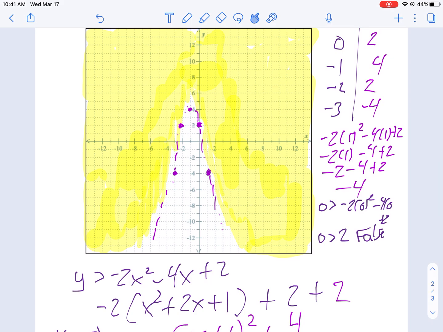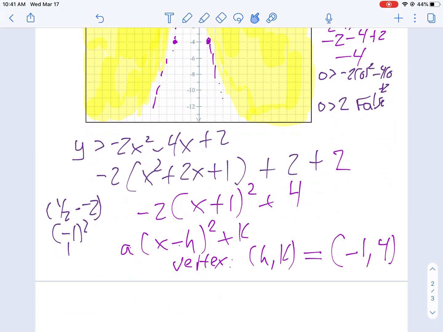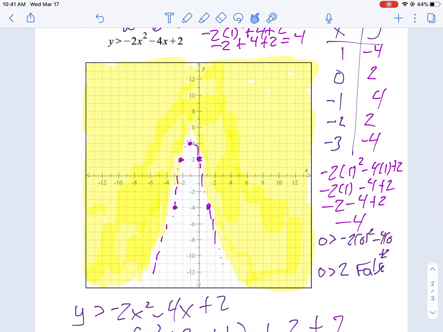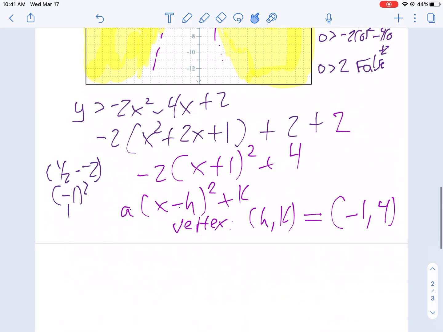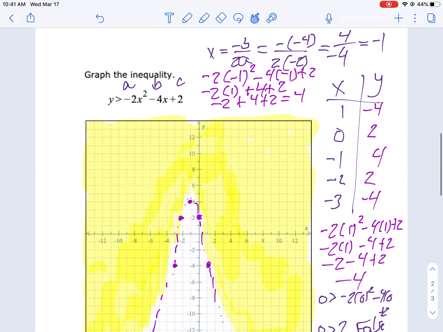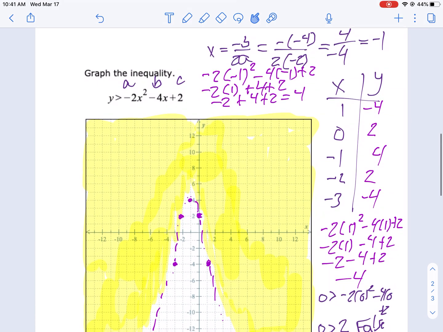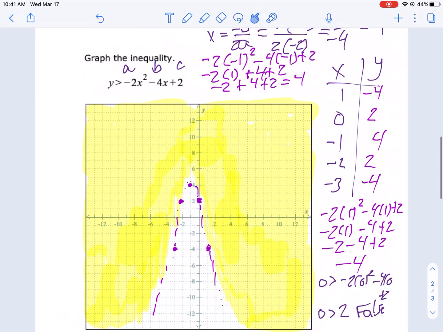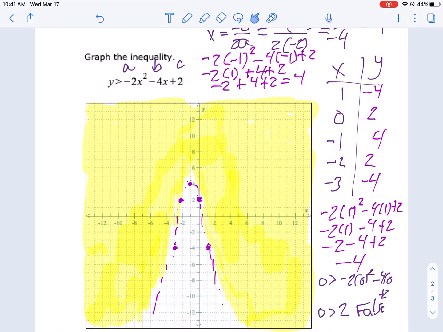Now notice you have a coefficient of negative 2. Your a term is negative 2. That means when you go over 1, you go down 2. When I go over 2, I go down negative 2 squared, 4. So that's how we get that problem. And so you can do it either way. You can find the vertex using negative b over 2a, or you can factor to find the vertex. Both of them will give you the same answer. Then you still have to check it to see which side you shade.